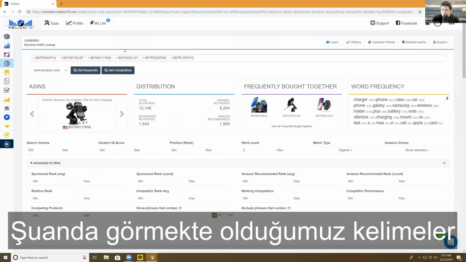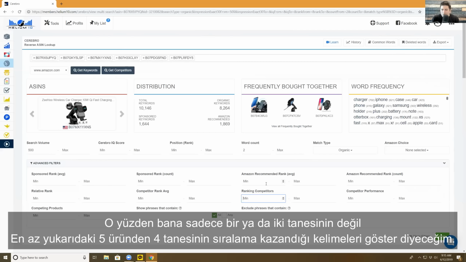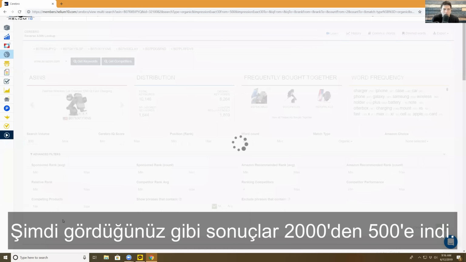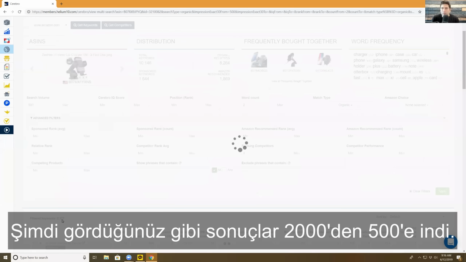But for this, that might be good for maybe PPC or for indexing. But right now, I just want to find maybe the 10 or 15 most important keywords for this listing. So I'm going to say, show me the keywords, not just 1, not just 2, but at least 4 out of these 5. 4 out of these 5 are all ranking for it, all right? Watch how this number goes down. Let's take a look. It went from 2,000 now down to 500.